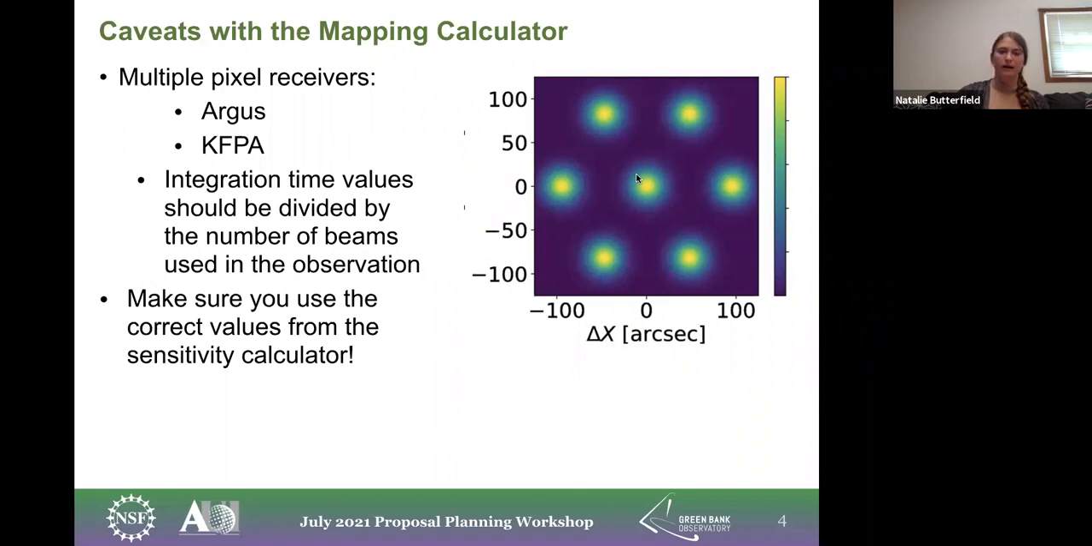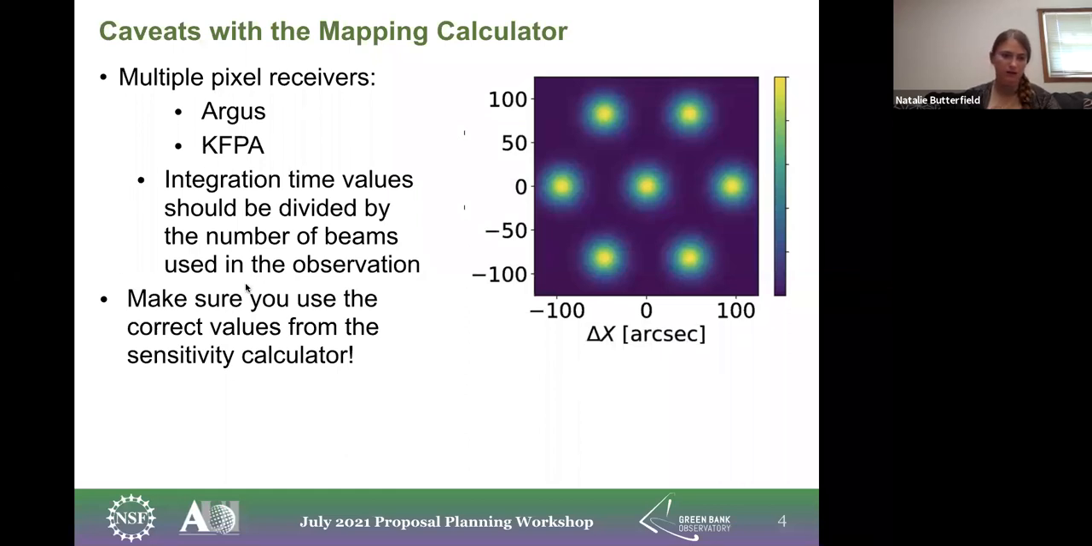Okay, so that's one caveat if you're using multi-pixel receivers, especially KFPA and Argus, and you're doing a very large map using all of your pixels. You take into account the fact that you do have multiple pixels, and therefore you don't need to be mapping quite as long, because you'll be basically adding all of that data together.